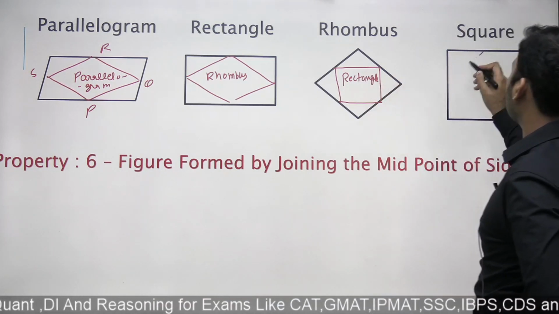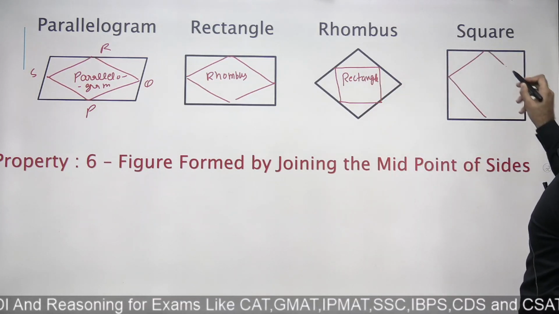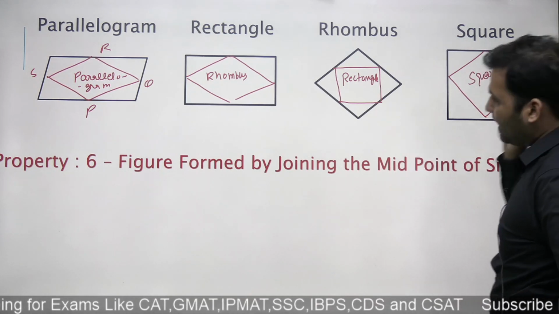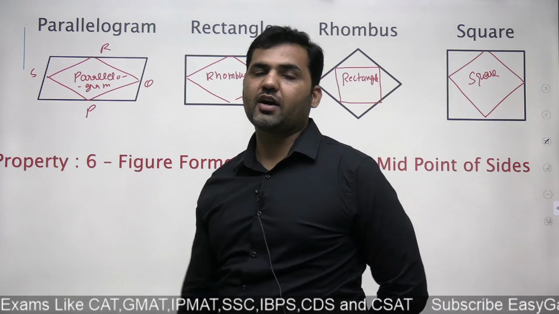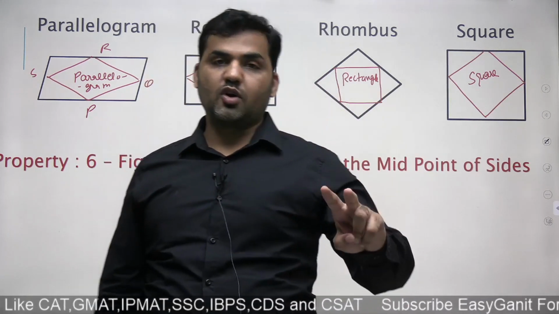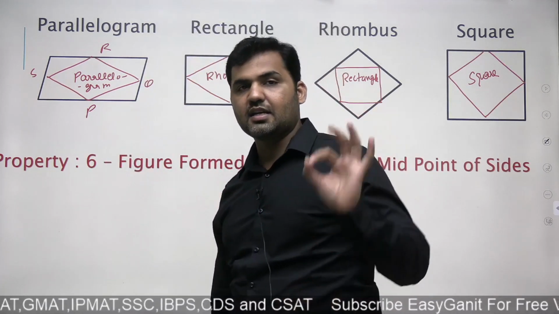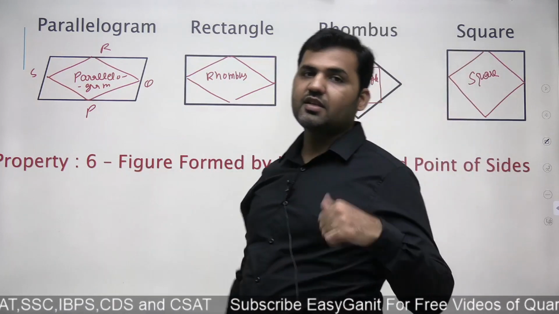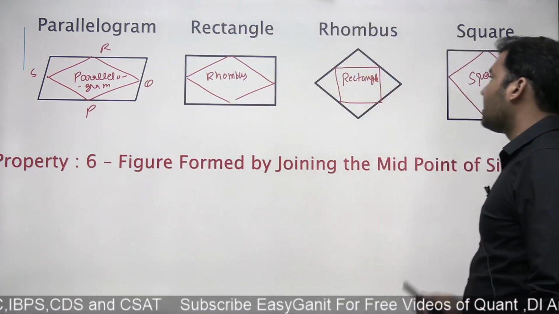And in case of a square, when you join the midpoints of the square, you get a square again. So this was the last property that we discussed in part 1. I'm going to do 6 more properties with proof, exactly in the same way we covered these 6 properties in part 1. So now let's start with property number 7, everybody.